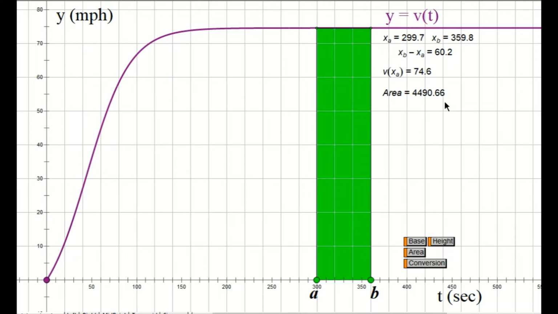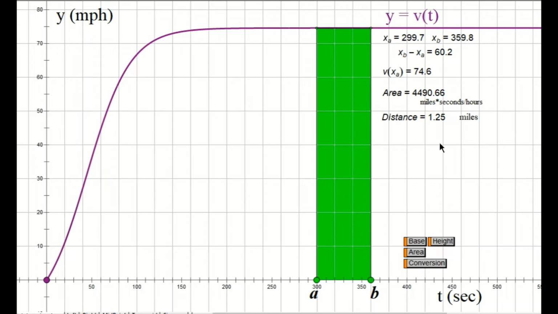4,490.66. And again, the units on that are miles seconds per hour. And if we do that conversion, that gives us, we traveled a total distance of 1.25 miles. And again, 1.25 miles in 1 minute, going 75 miles an hour. That's how much our distance has changed.